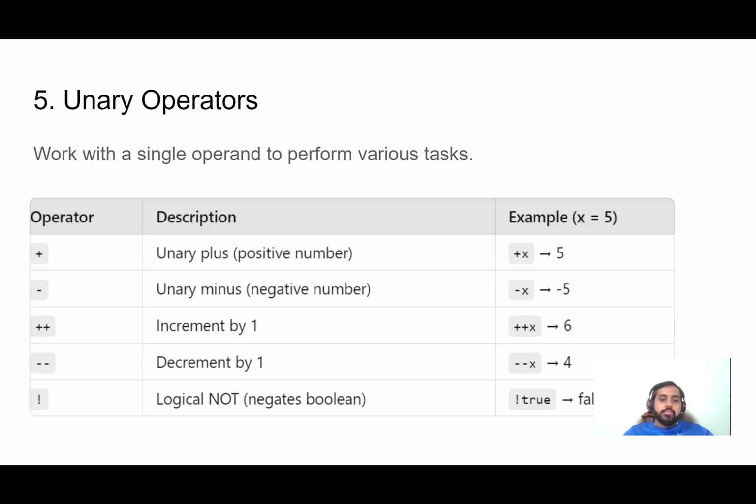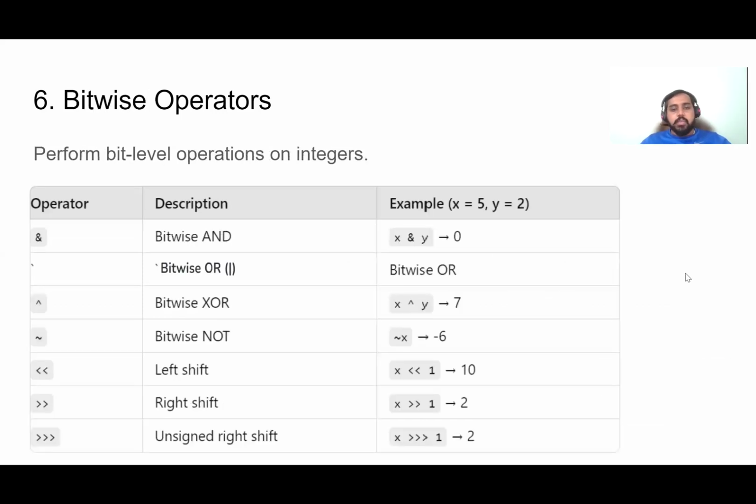Unary plus means it will keep it as a positive number. If x is equal to 5, plus of x is equal to 5. Unary minus means if x is equal to 5 and you apply minus of x, it equals minus 5. If you want to increment by 1, plus plus x is pre-increment, and decrement by 1 is pre-decrement, minus minus x. And for logical not, if it's true and you apply this logical not operator, it will become false.